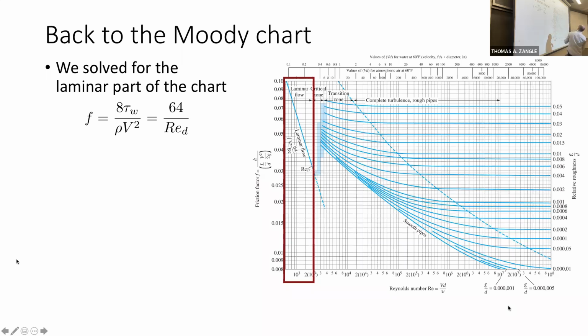Up top, you can see values of V times D for water at 60 degrees, and values of V times D for atmospheric air at 60 degrees. So if you know the velocity of the flow and the diameter of the pipe, and you're considering air or water, then you could use that to very quickly figure out where you should be on this plot. You also use that to figure out Reynolds number, without having to look up your viscosities.